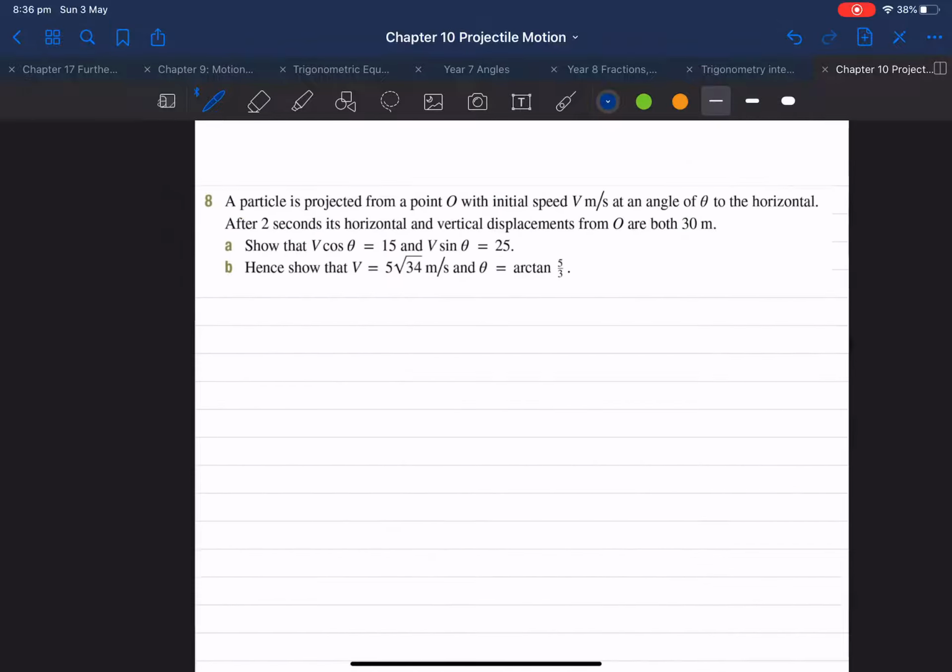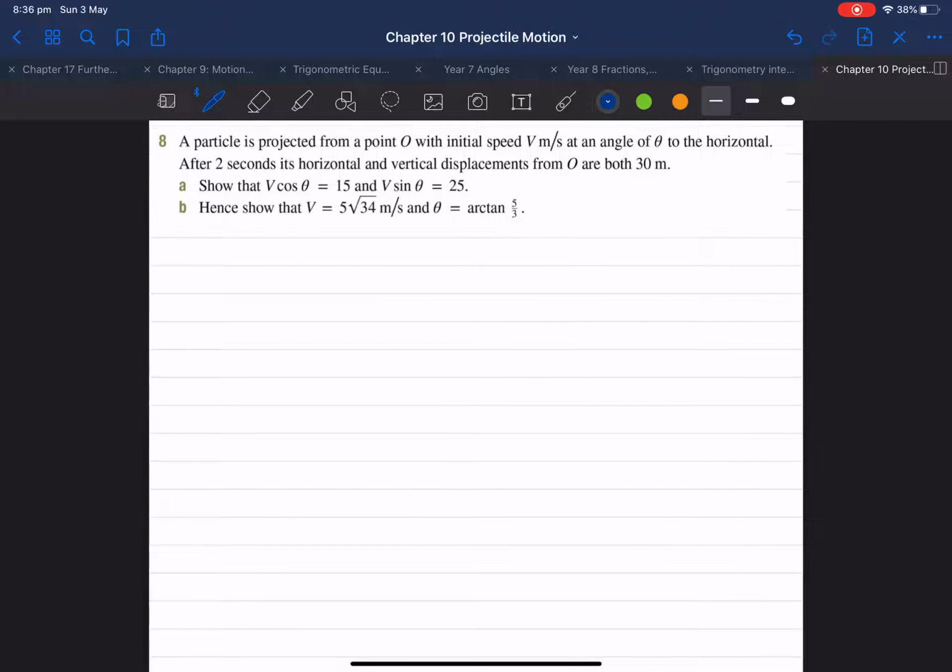Okay, let's move on. All right, question 8. A particle is projected from a point with an initial speed v, at the angle theta. So we don't know v, we don't know theta. After 2 seconds, its horizontal and vertical displacement from O are both 30. Okay, so that's very important information there. Show that V cos theta equals 15, and show that V sine theta equals 25. All right, so how do we do it?